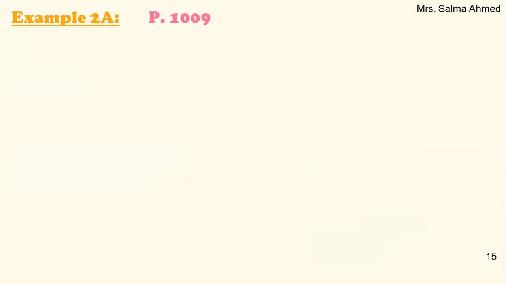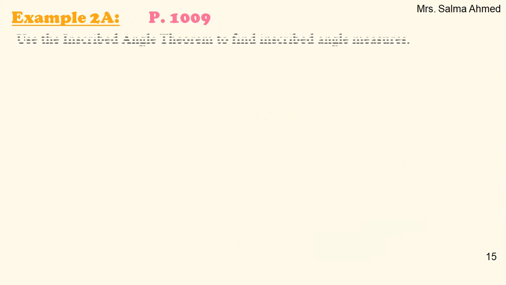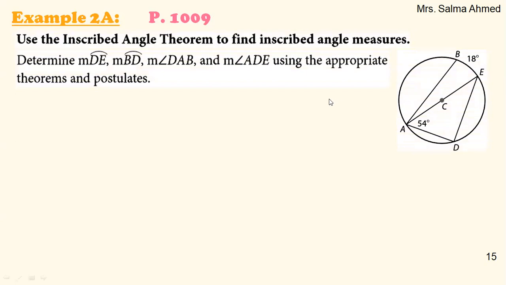Example 2a, page 1009. Use the inscribed angle theorem to find the inscribed angle measures. So here we have to determine arc DE. We need to find this arc DE, and we need to find arc BD, all of that from B to D. We have to find the measure of angle DAB, all of that angle, and ADE, that angle. So we need to find these four unknowns.